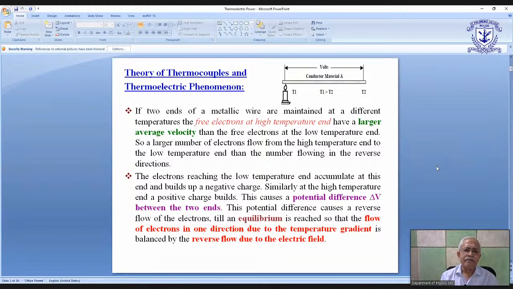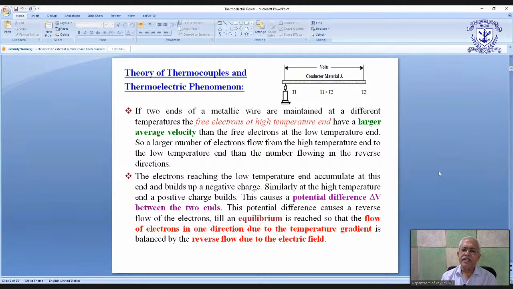As I have written here, the two ends of the metallic wire are maintained at different temperatures. Free electrons flow from the high temperature end and accumulate at the low temperature end. So this drift of electrons from the hot end to the cold end results in creation of an electric field, or a potential difference between the two ends. And this potential difference tries to prevent more electrons from drifting from the hot end to the cold end. Ultimately, a balance is reached.